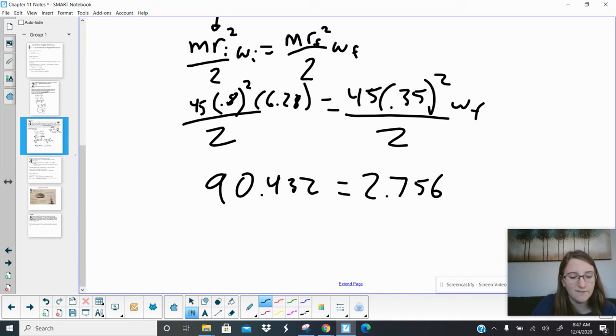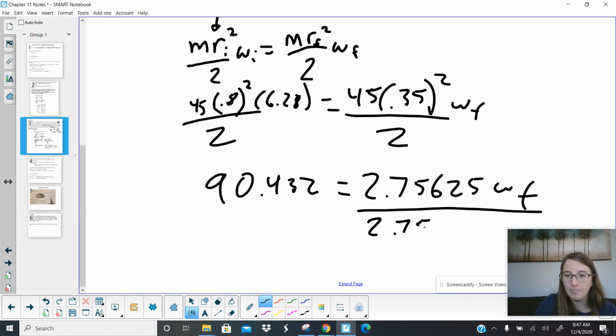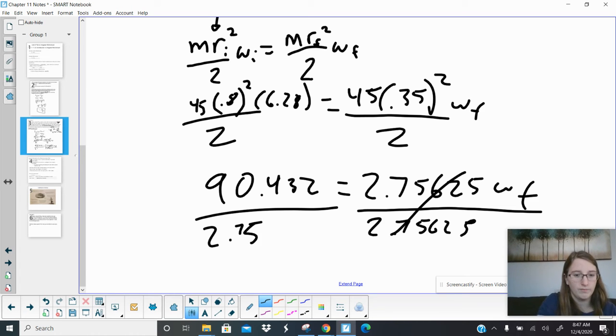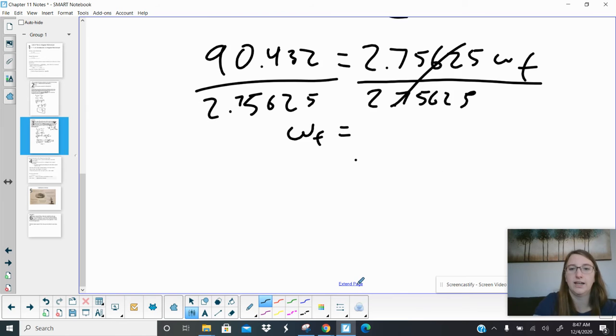And here we get 2.756, once again, I'll write this whole thing. If it's only 5 or 6 or less decimals, I write the whole thing out for myself just because I don't want to round it off if it's only a couple decimals. So we'll go ahead and we will divide. So we should get a final angular speed, 90.432 divided by the second value, answer of 32.8 radians per second.